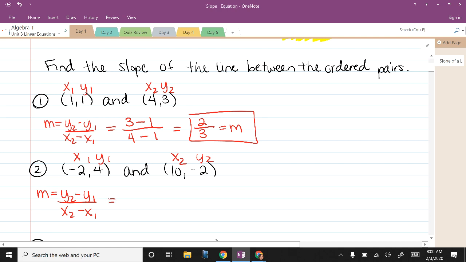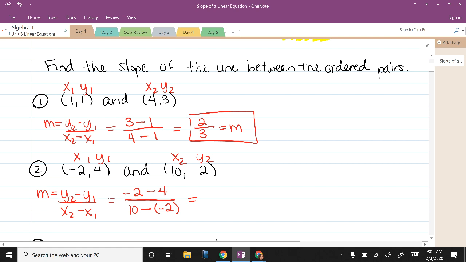So what number is y2? -2 minus what number is y1? 4. Over what number is x2? 10 minus what number is x1? I'm going to use parentheses and I'll fix it in a second, okay?